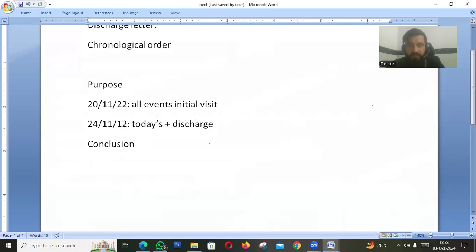Okay. Do you think if you organize your letter like this, you will get B or C plus? If you are a doctor, B, or if you are a nurse, C plus. If you organize your letter like this.